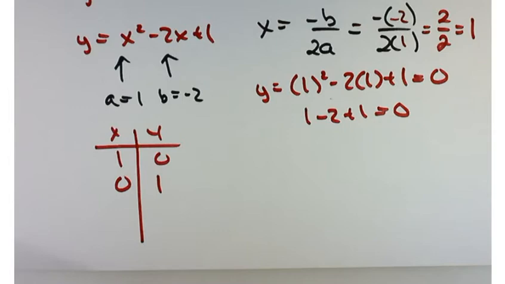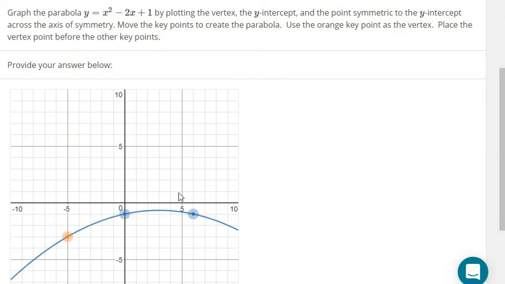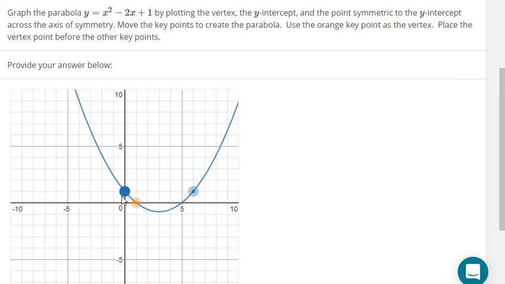Let's work with those 2 points. So we got, let's see, use the orange point as the vertex. I guess we found the vertex, right? 1 and 0. And then we need to find another point, which is your y-intercept. So that one was 0 and 1. And last but not least, keep in mind that this point here is going to have another point which is symmetric to it on the other side of the vertex. So where's that point going to be? Well, if here's my vertex, I go up 1 and to the left 1 to find 1 point, then the mirror image would be to go up 1 and to the right 1. So I've got to bring this other point in to be that mirror image.